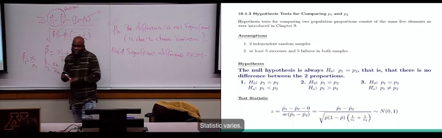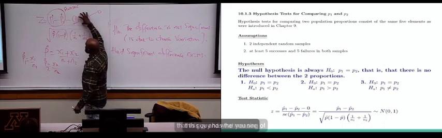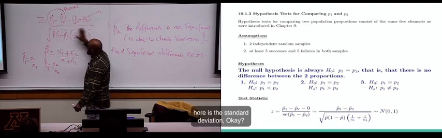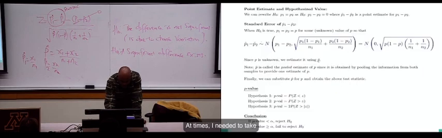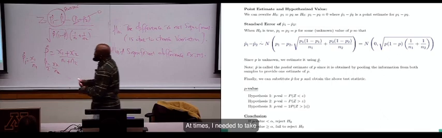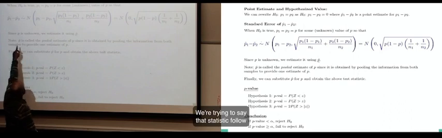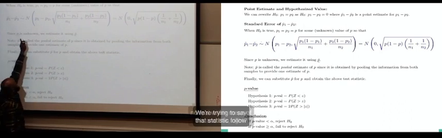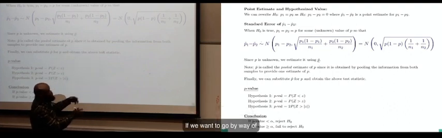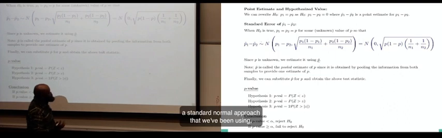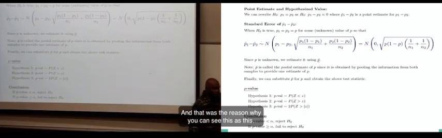And the statistic varies. What we're trying to say is that this guy has the mean of this guy, and what you see here is the standard deviation. Okay, now take a look at this. At times, I need you to take a look at what you can see here. We are trying to say that the statistic follows a normal with the mean of this and this, right? And if we want to go by way of a standard normal approach that we've been using, we can also write it this way. And that was the reason why you can see this as this.